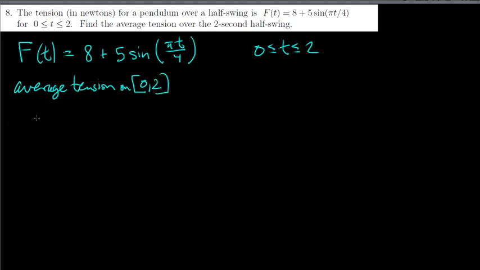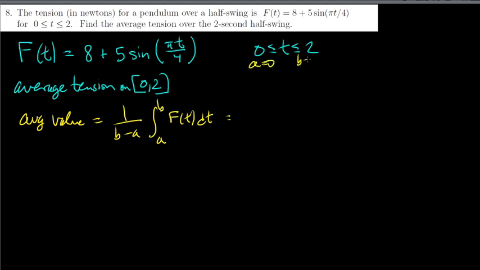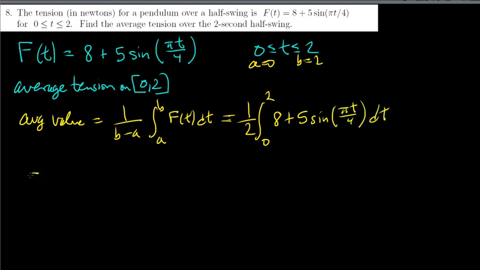So average value of a function, right? Average value is 1 over b minus a times the definite integral from a to b of that function. So in this case, a is 0 and b is 2. So this is just 1 over 2 times the definite integral from 0 to 2 of 8 plus 5 times the sine of pi t over 4. So we just have to evaluate that definite integral.